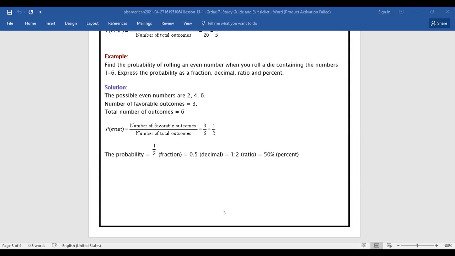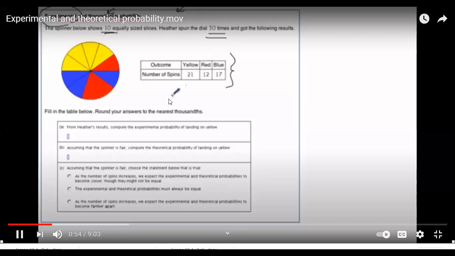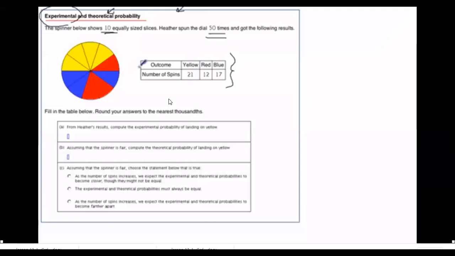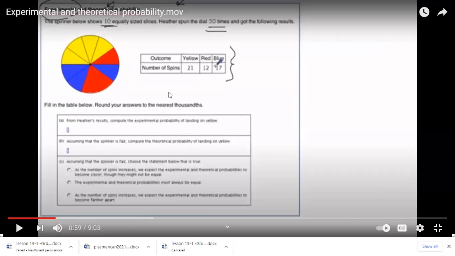So this is experimental data right here. This is what she came up with. Out of those 50 spins, one of them landed on yellow. 1, 2, 3, 4, 5, 6, 7, 8, 9, 10. So this spinner shows 10 equally sized slices, and we colored it with different colors.